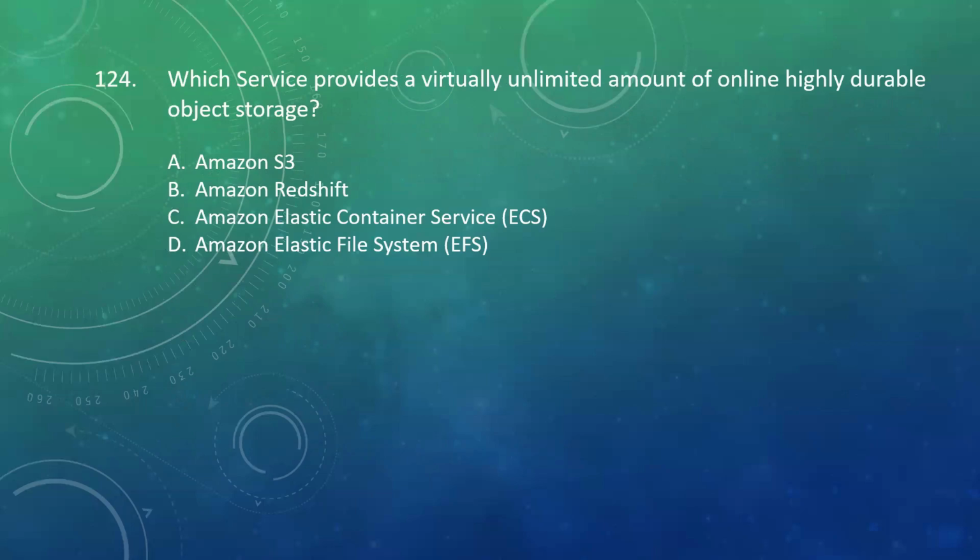Now, option B and C are automatically eliminated in this case as they are looking for a storage solution. Redshift is a data warehousing solution and ECS is a container orchestration solution, which leaves us with option A and option D. Since they are looking for object-based storage, the correct answer is option A, Amazon S3. EFS, as the name indicates, is a file-based storage solution.